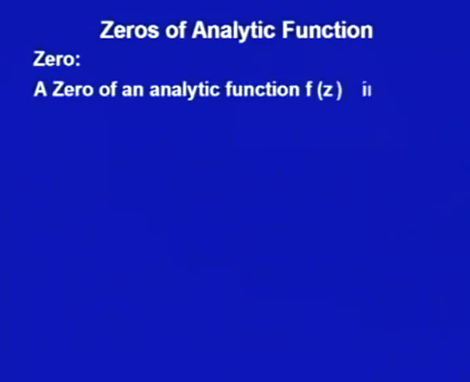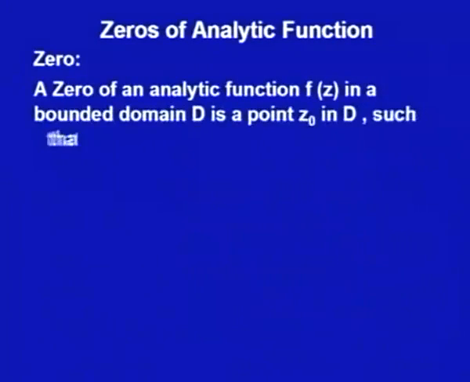A zero of an analytic function f(z) in a bounded domain D is a point z0 in D such that f(z0) is 0. This is the simple definition of zero. We say it is a zero of order m also.